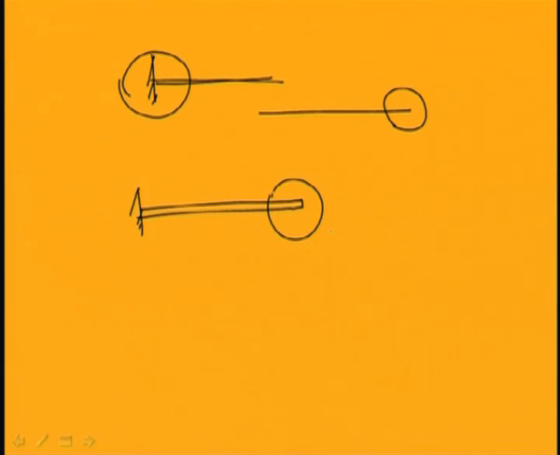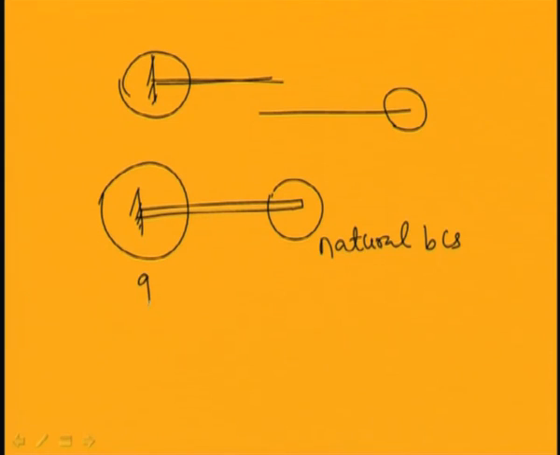So in the case of a cantilever beam in transverse vibration, the left side boundary condition will be slope equal to 0 and displacement equal to 0. This is a geometric boundary condition, and on the right side this is a natural boundary condition.